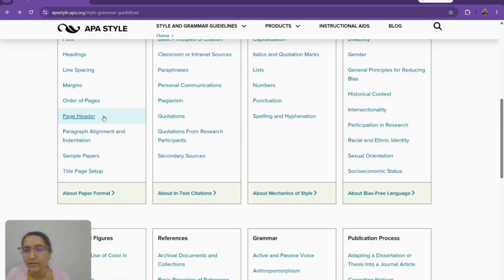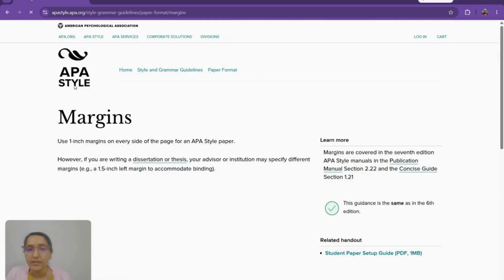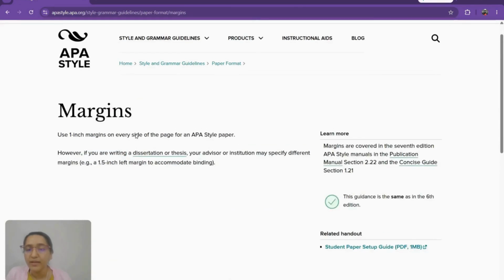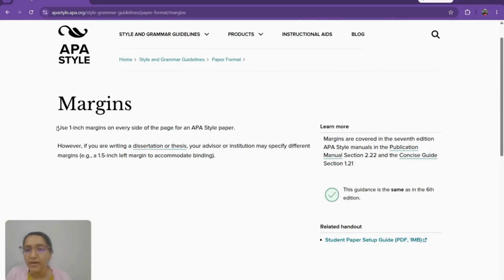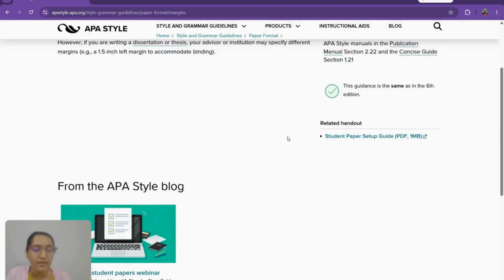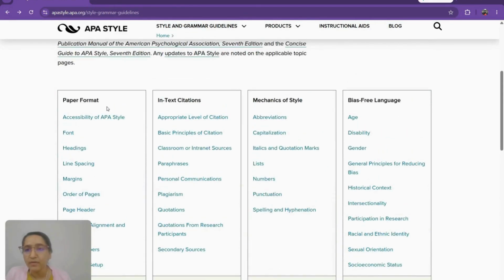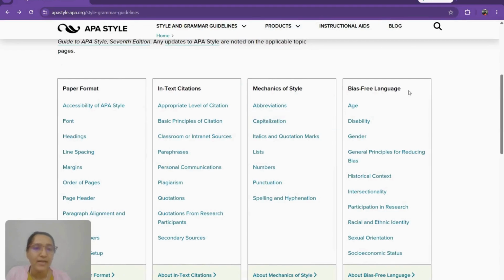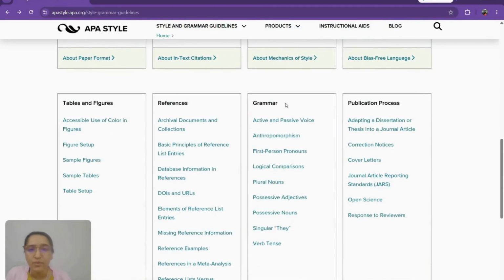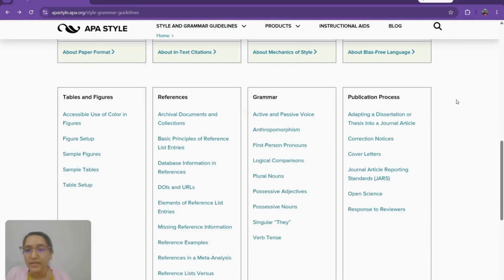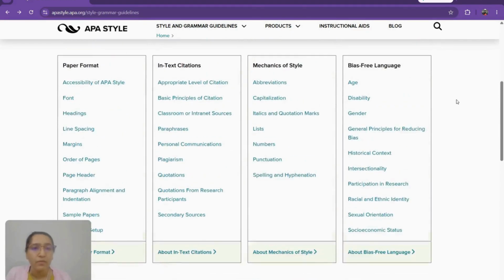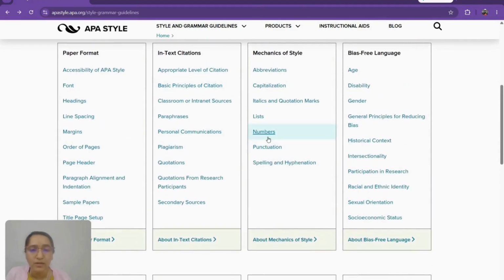Now let me go back. See, for example, margins. When we click on that, we see the rule for margins: use 1 inch margin on every side of the page for an APA style paper. And here is the same link on the related handout, right? So that is for the paper format, and there is another for the in-text citation and the mechanics of style and bias-free language, and there are others on the publication process, grammar, and references, and how to set up tables and figures. But for the purpose of this video, our focus is on the numbers.